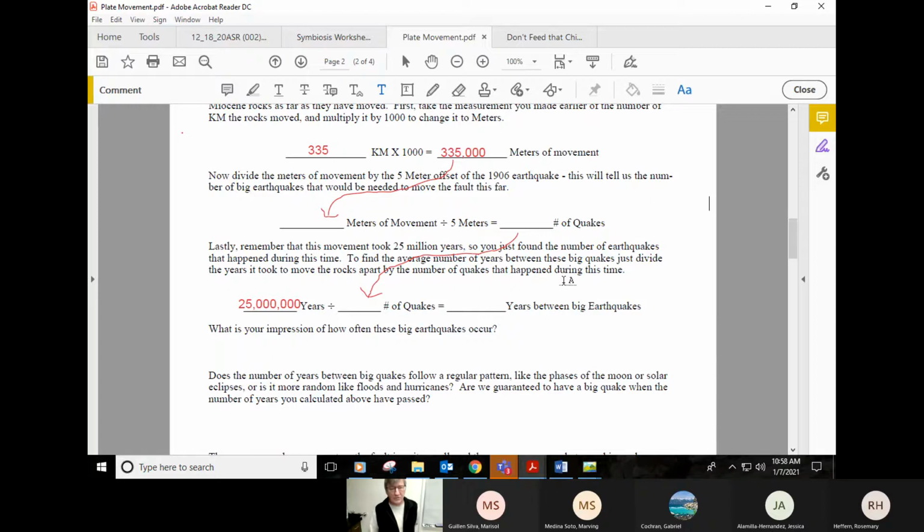And then you're going to describe your impression of how often they happen. What does that make you think about? If they happen this often, is that as often as you would have expected? Less often than you expected? More often? What's your impression of how frequently those earthquakes occur? And that's this number here. How many years between the big earthquakes?